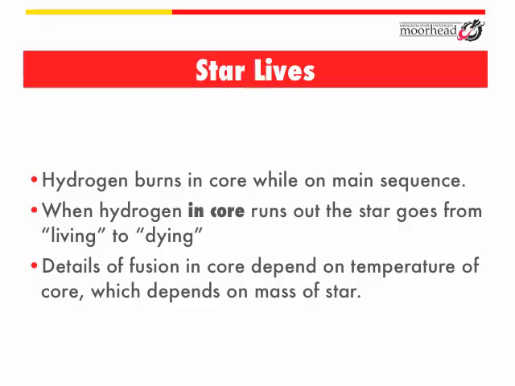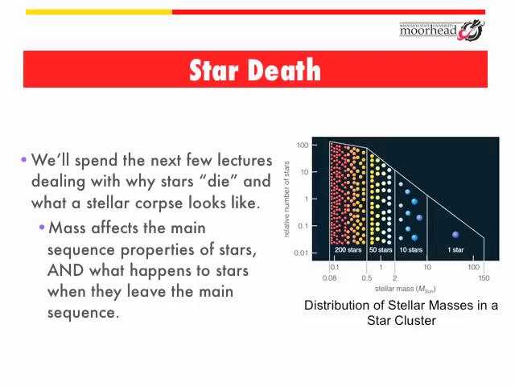Once that hydrogen in the core runs out, the star goes from what you think of as a living star to a dying star. Its days are numbered at that point in terms of whether or not fusion will keep going. As a reminder, when we talked about the formation of stars and properties of stars, one of the determining factors in the luminosity of a star and its temperature when it's on the main sequence is the mass of the star. And that mass continues to play an important role as the star leaves the main sequence.